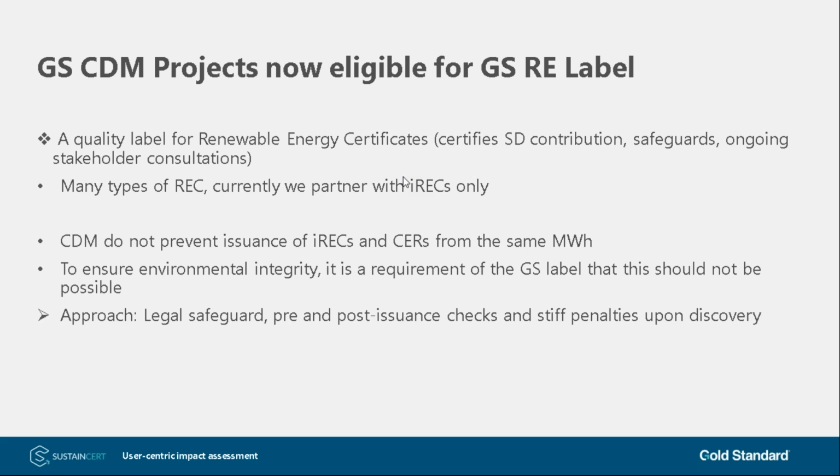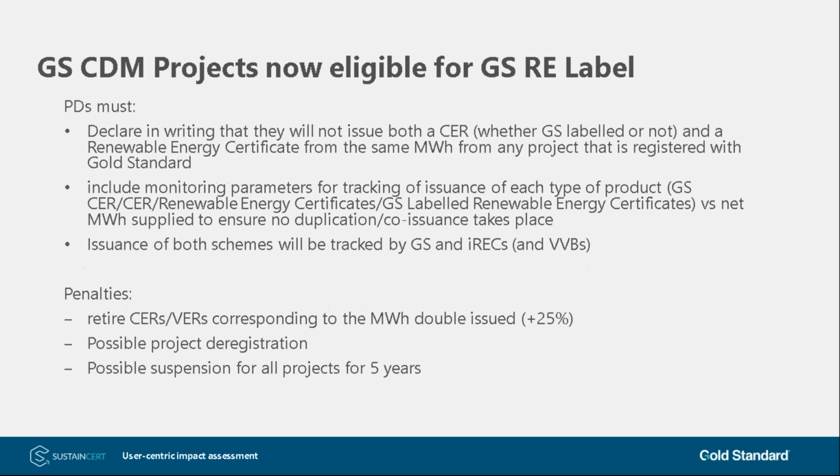And so because we cannot prevent CDM, in effect, double issuing from a megawatt hour, the position was always, okay, well, in that case we can't really offer this label for CDM projects. Whereas there's been some work behind the scenes to come up with an approach to mitigate the risk, and it's essentially a legal safeguard with some checks to see if projects are double issuing from the same megawatt hour, and stiff penalties upon discovery. So we'll just talk about that in a bit more detail.